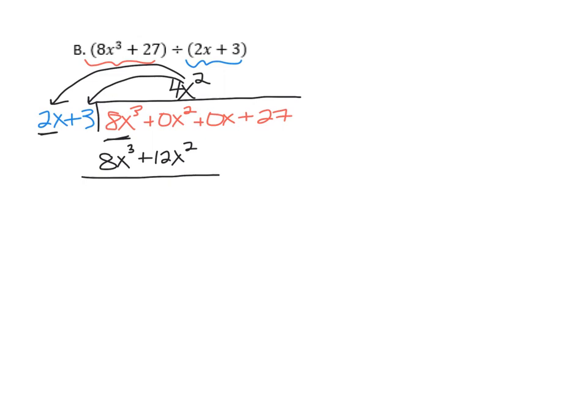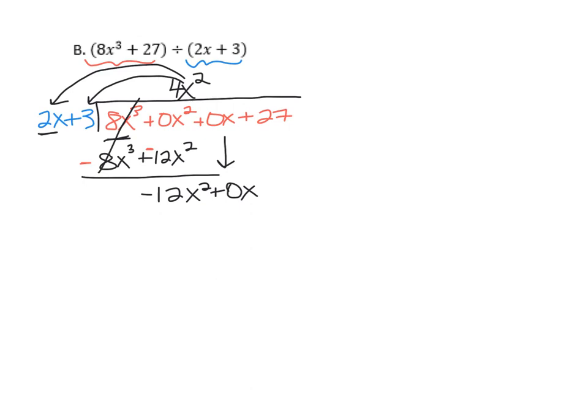And remember, at this step, you subtract this row, which means you just change all of your signs. That'll always cancel out that first column, and then you're just kind of stuck with what's left over for the rest of it. 0x squared minus 12x squared, sorry, I was getting ahead of myself, is negative 12x squared. And then I'm going to bring down 0x.